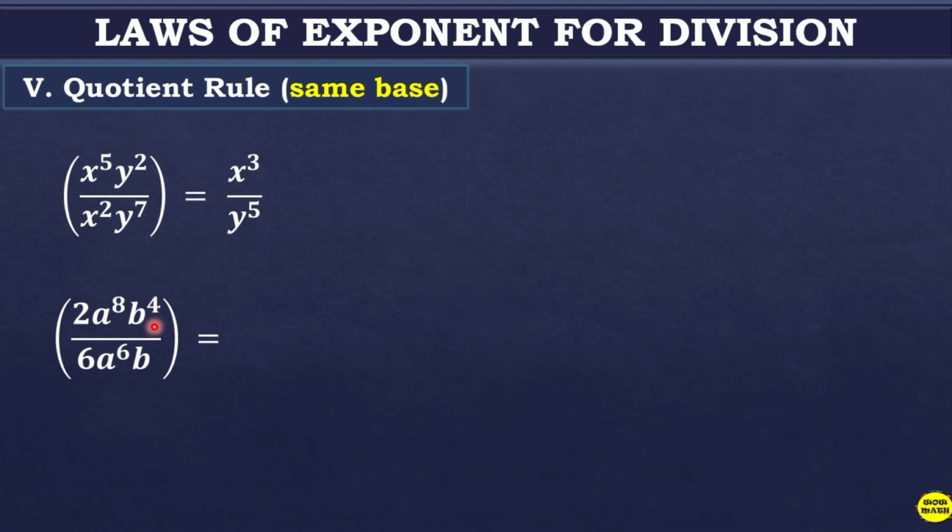Next. So, meron ako ditong 2a raised to 8, b raised to 4 over 6a raised to 6b. So, paano ang gagawin? So, ang gagawin po natin, meron tayong coefficient na dito. So, 2 over 6 yan. Now, si A, focus tayo kay A. 8 minus 6, that is 2. So, A squared na lang. Saan natin ilalagay yung A squared? Sa numerator kasi mas mataas si 8. So, ayun siya. Next, sabi naman, 4, this is 1. So, 4 minus 1, 3. So, B cube na lang tayo. Saan natin ilalagay si B cube? Sa numerator kasi mas mataas ito.